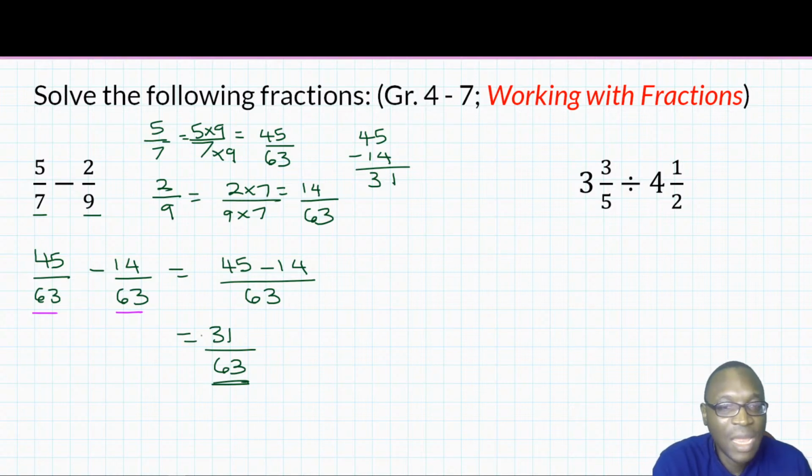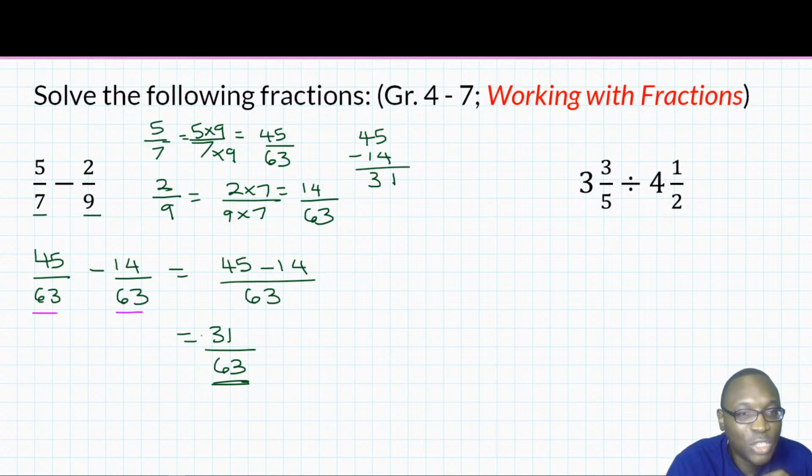All right, good. Now the last bit of it is division. I want you to remember that whenever you have mixed numbers, you always have to write them in improper form. You have to convert all your mixed numbers to improper fractions. So the first thing we're going to do here is convert 3 3/5 to an improper fraction. They're already mixed numbers, so we have to convert them to improper fractions. Let's go ahead and do that. So 3 3/5, we're going to convert this to an improper fraction.